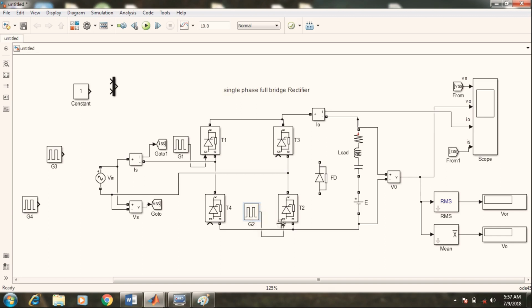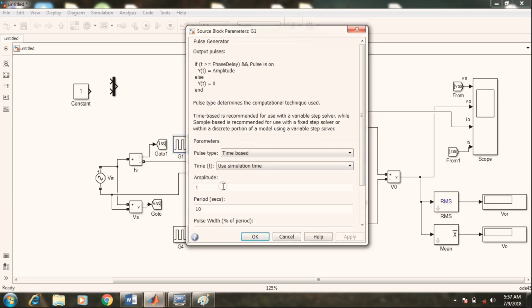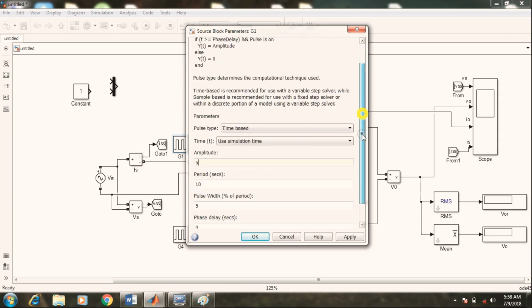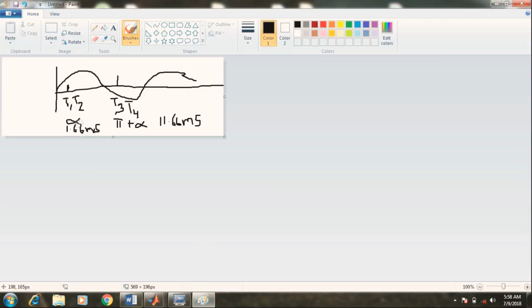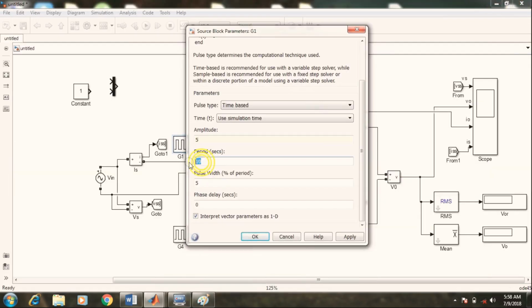You minimize this. So here we need to set these things. G1, G2, G3, G4. So I connected. Now we need to set the settings for gates. So what is G1? Usually the gatings are given through microcontrollers whose output voltage is 5 volts or 3.3 volts. So let us say I am giving 5 volts amplitude. What is the period? The period is the same as the output cycles, of 50 Hz, that is 20 milliseconds, 20 e minus 3.